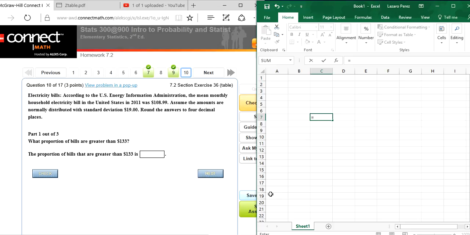And so our x value is 133. So we're going to do parentheses 133 minus our mean, which is 108.99, divided by our standard deviation, which is $19. All right, perfect. And since you round z-scores to two decimals, this would be 1.26. So let's go ahead and find this in our table.